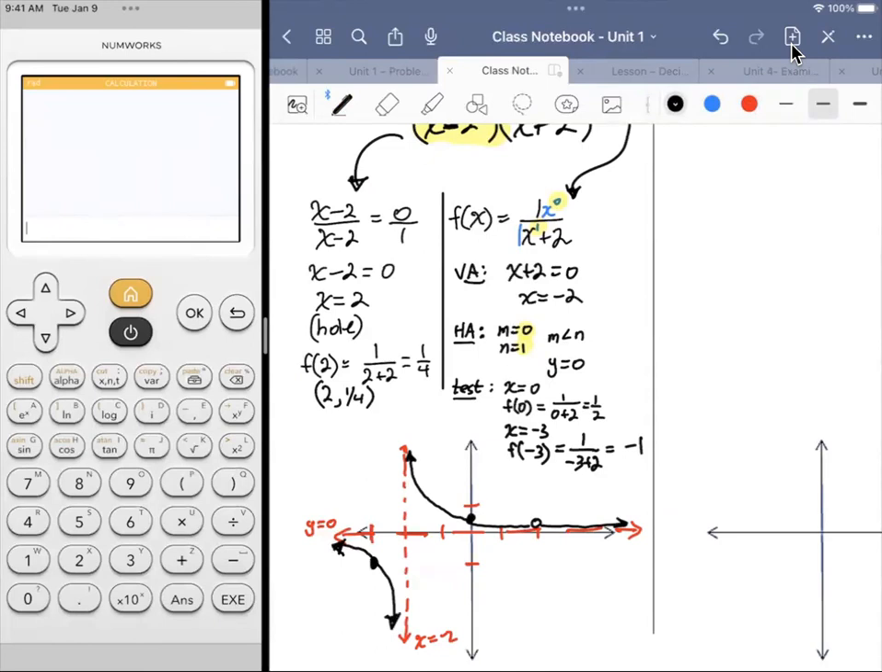And that would be my rational function. All right. There's a lot going on with a question like this. A lot of stuff to be mindful of, which means that there's a lot of stuff to lose track of.